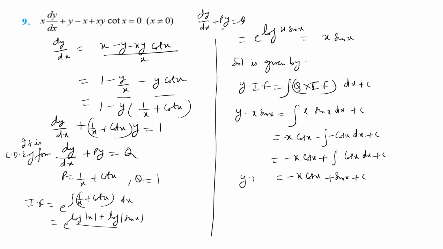So y times x sin x is equal to minus x cos x plus sin x plus c, so y is that divided by x sin x. So x and x will cancel. So it will be minus cot x plus 1 upon x plus c upon x sin x.